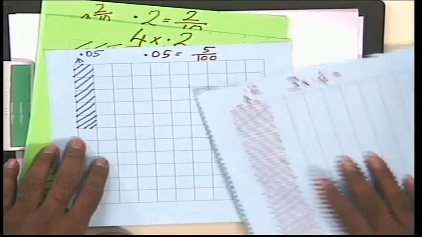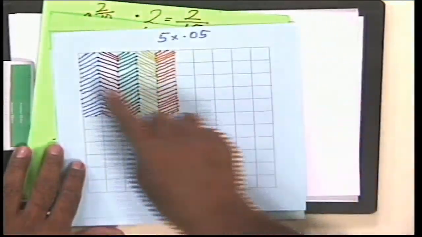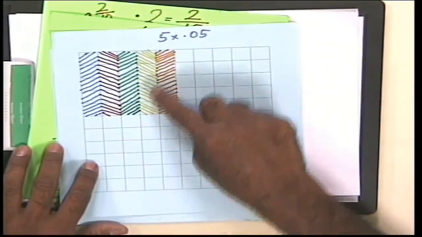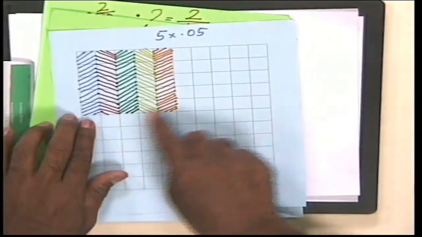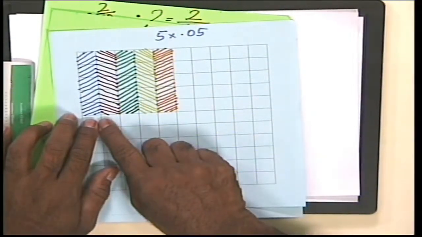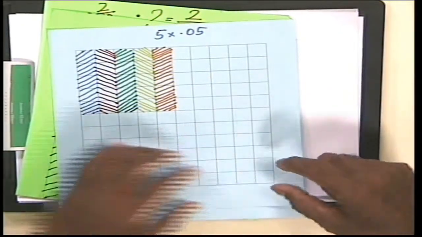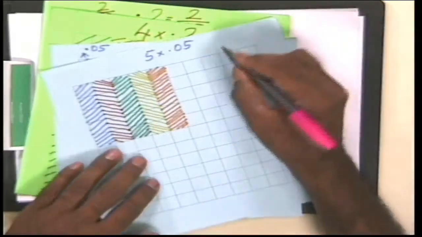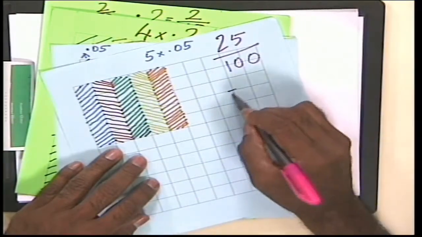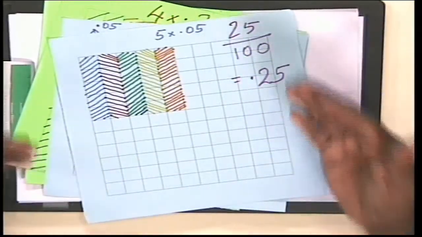Now you take 5 such 5 parts. This is the first 5, this is the second 5, this is the third 5, this is the fourth 5, this is the fifth 5. अभी काउंट करेगा, out of 100 shaded region is 25. Therefore it is 25 parts out of 100, and we can represent it by 25 by 100, or this is equal to 0.25. That means 5 into 0.05 is equal to 0.25.